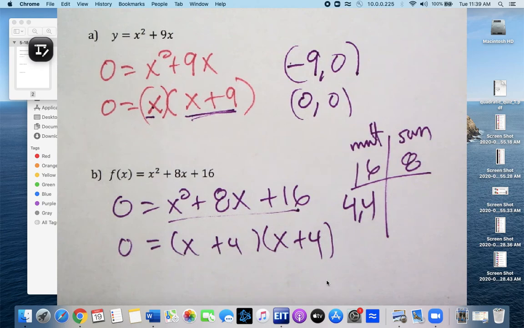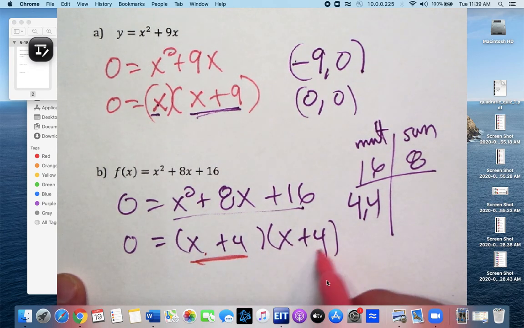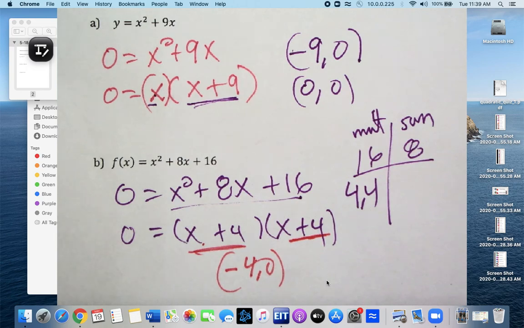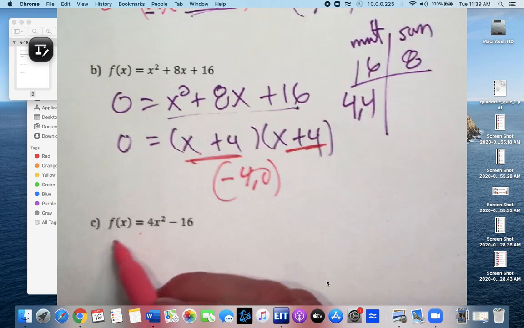And we actually now know that we're going to have one x-intercept, because look, whatever makes this 0 will make this 0. They're the exact same. So our one x-intercept will be negative 4, 0, because negative 4 makes both 0. Okay, and the last one.